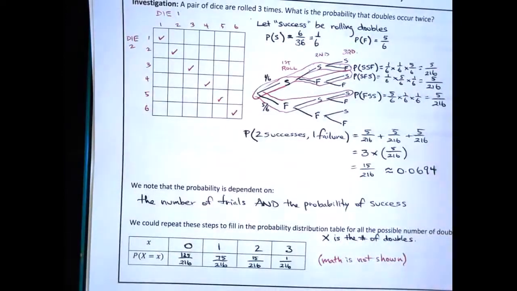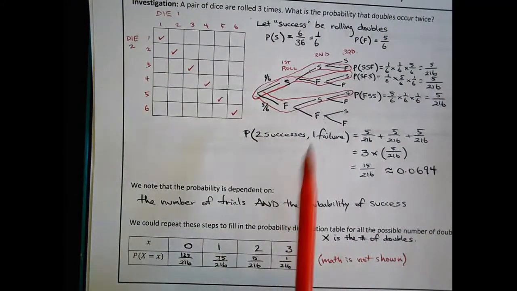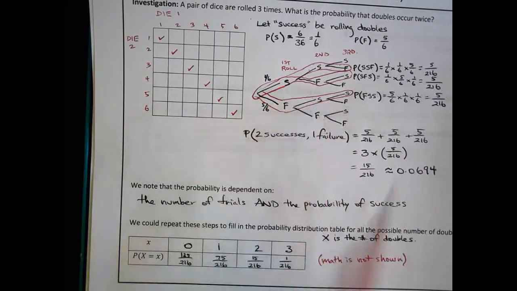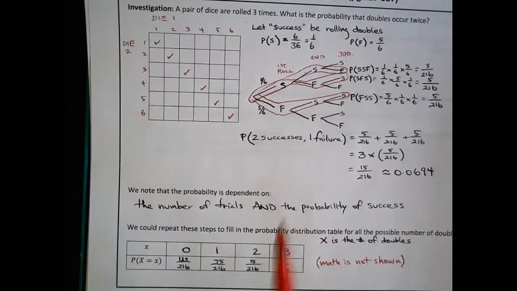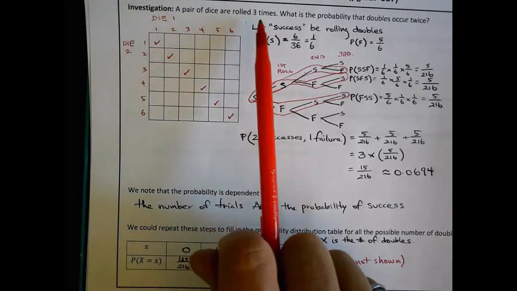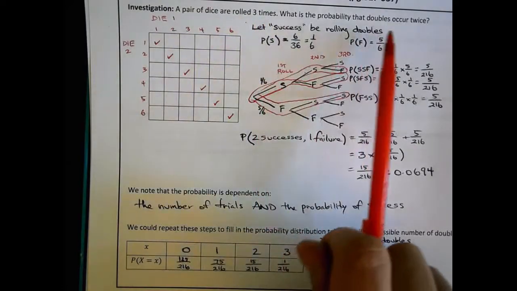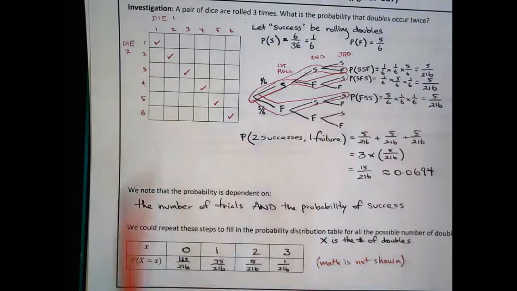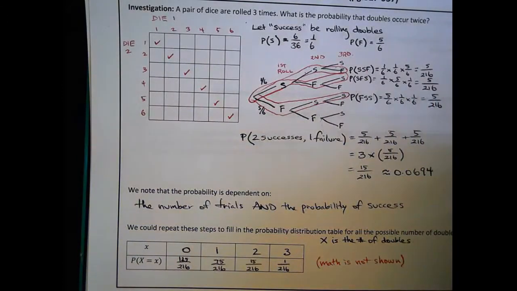Okay, so we can see that we can use this probability tree to build the probability distribution table. You can see it's a lot of work. And can you imagine how this could get a lot harder? What if I asked you to roll that pair of dice 8 times? What's the probability that doubles occur twice? Well, you'd have to make this massive, massive tree. And then you'd have all these different possibilities. So let's learn the math of the binomial distribution.